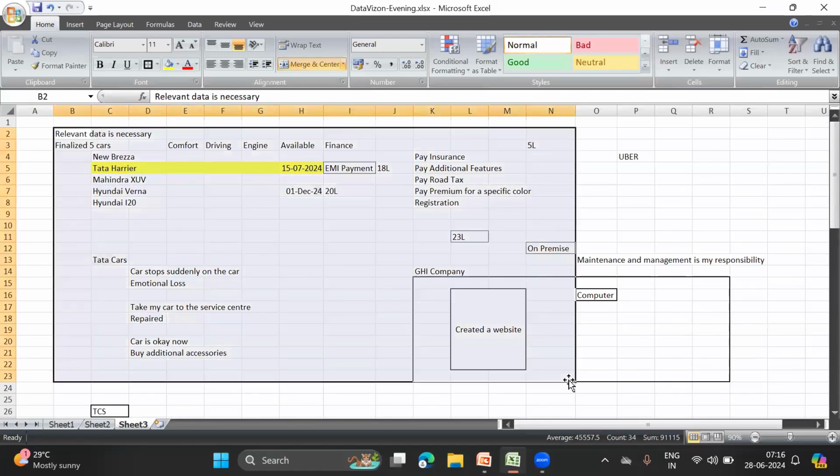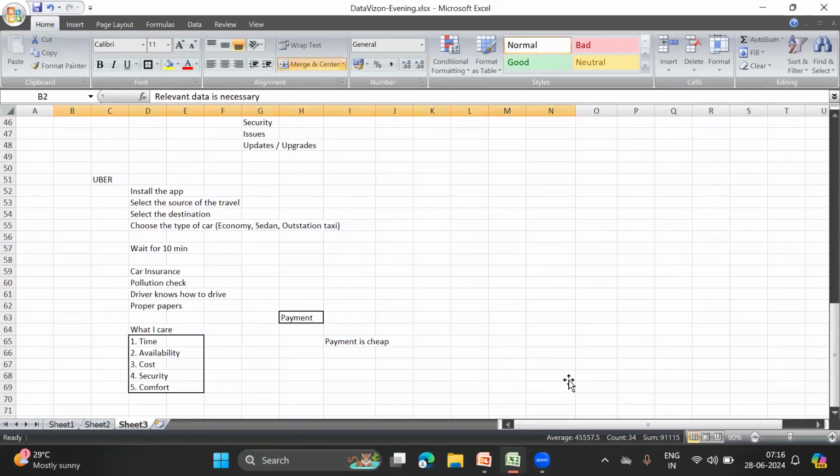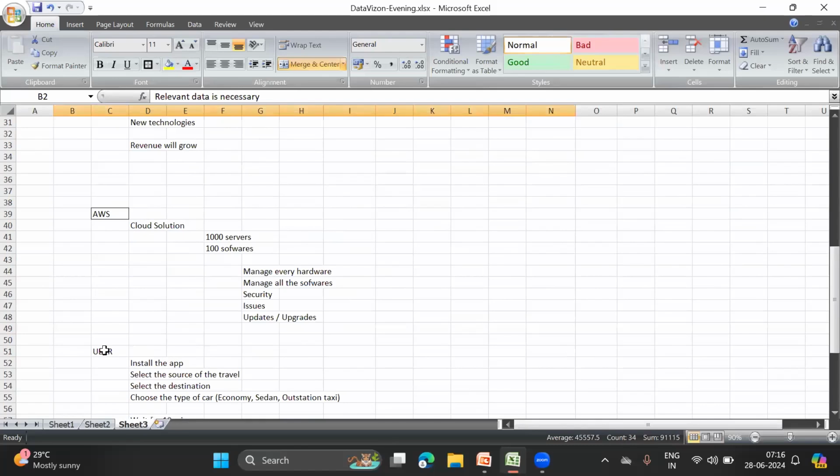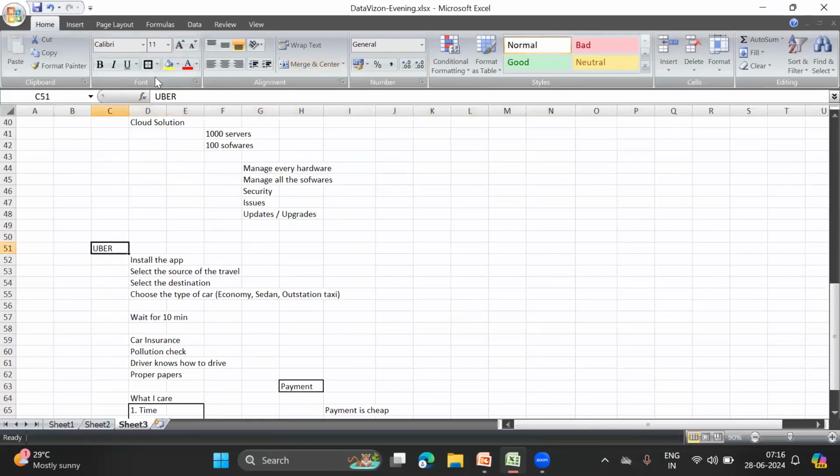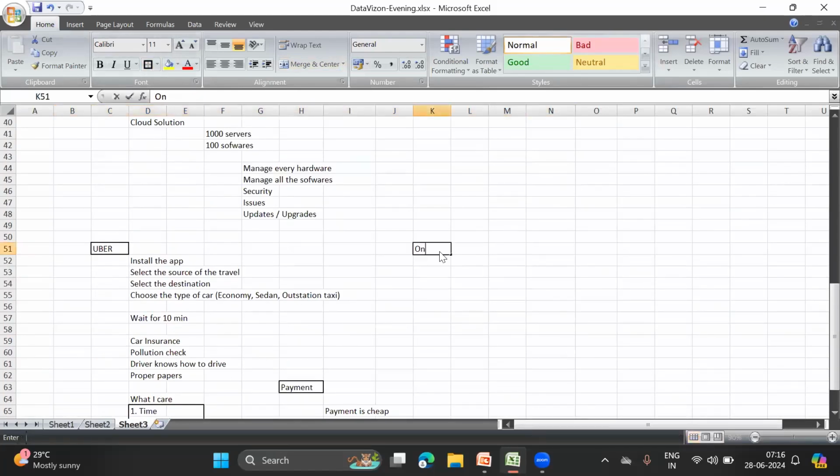This is your on-premise. And then if you look at the cloud, this all was on cloud. This Uber, you can think of being on the cloud where someone else is taking care of everything. You do not have to manage anything. You do not have to maintain anything. You do not have to buy anything. You can have everything on rent. Everything is rented. Your hardware is rented. Your software is rented. Your different services which you are using are rented.